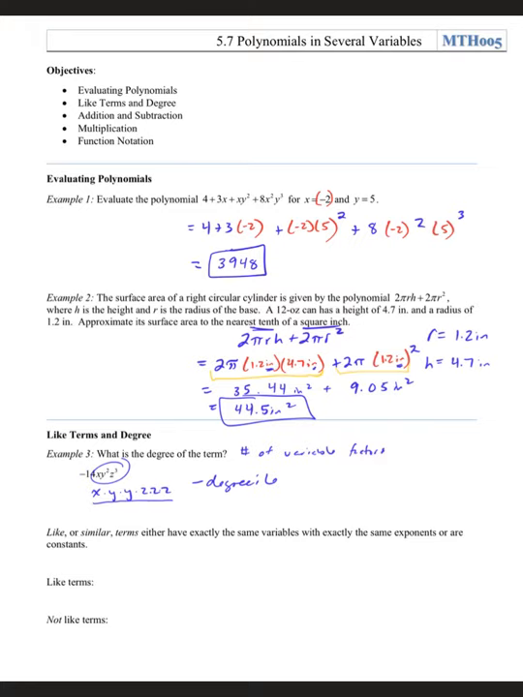We're moving with that into what we call like terms. Now we know that x squared and x squared would be like terms, or y cubed and y cubed. But now we're talking about more than one variable here. It tells us that like terms have exactly the same variables with exactly the same exponents, or are constants.